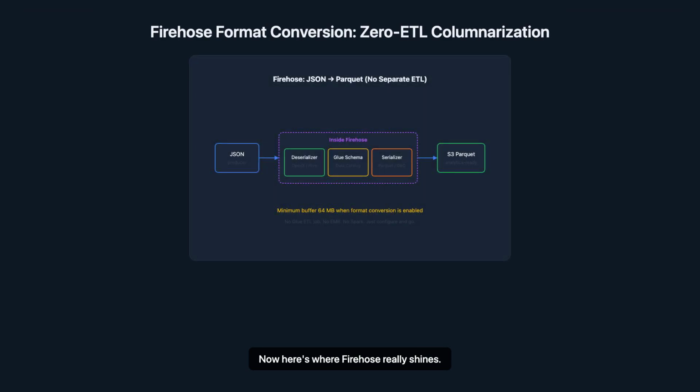Now here's where Firehose really shines. Picture IteratorAge's clickstream. The marketing team is firing JSON events at the stream all day. Without format conversion, those land in S3 as raw JSON files, which are slow and expensive to query in Athena. With format conversion enabled, Firehose does 3 things on the fly.